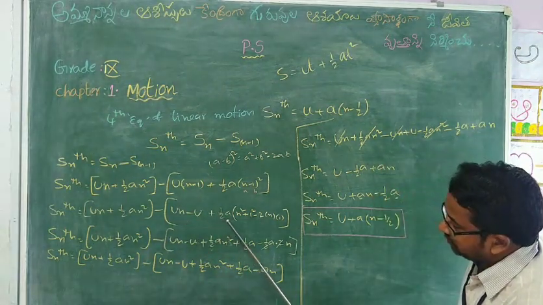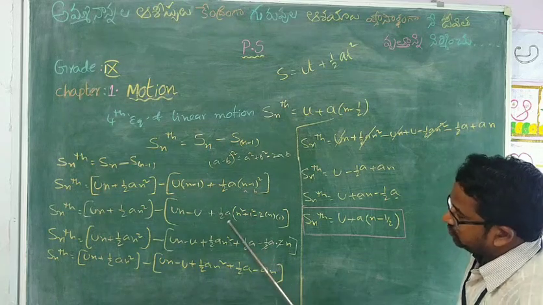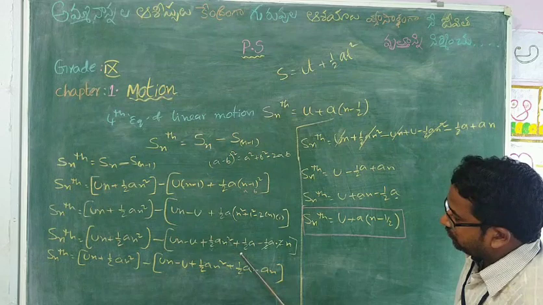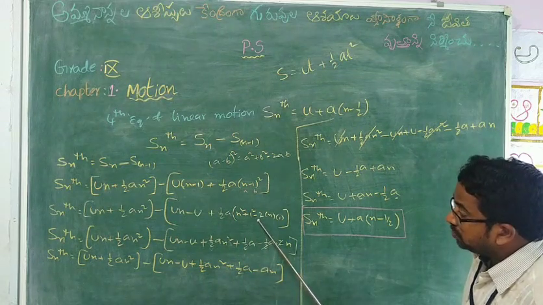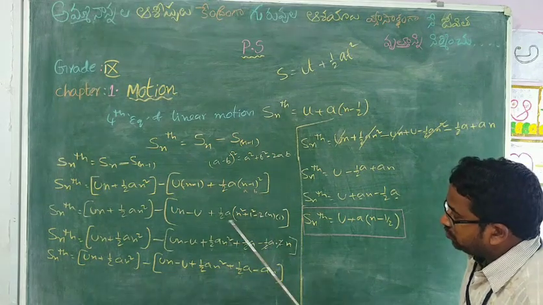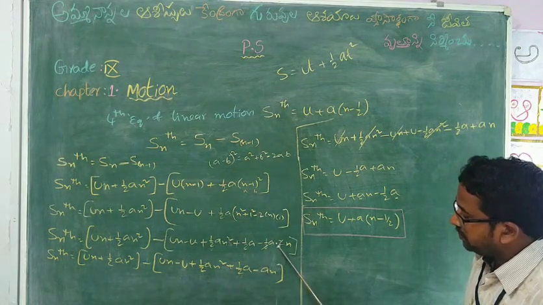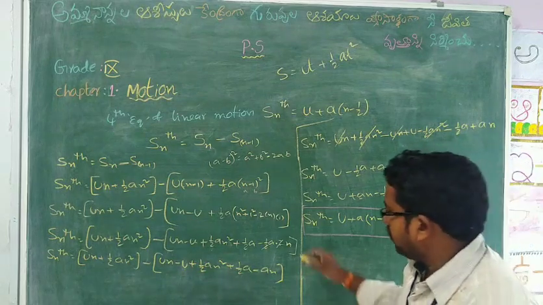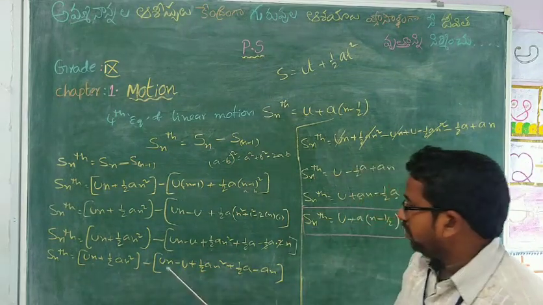Next, after multiplication, how to multiply with this one? Half a into n square, half a n square. Half a into 1, half a. Half a into 2 into n, so half a into 2n. Here the 2 gets cancelled, in the denominator and numerator. Okay, so after getting the cancellation, we are getting like this.